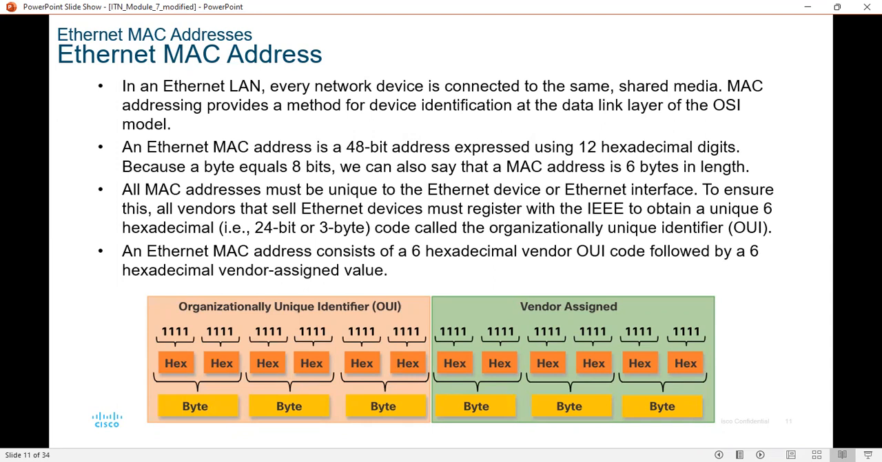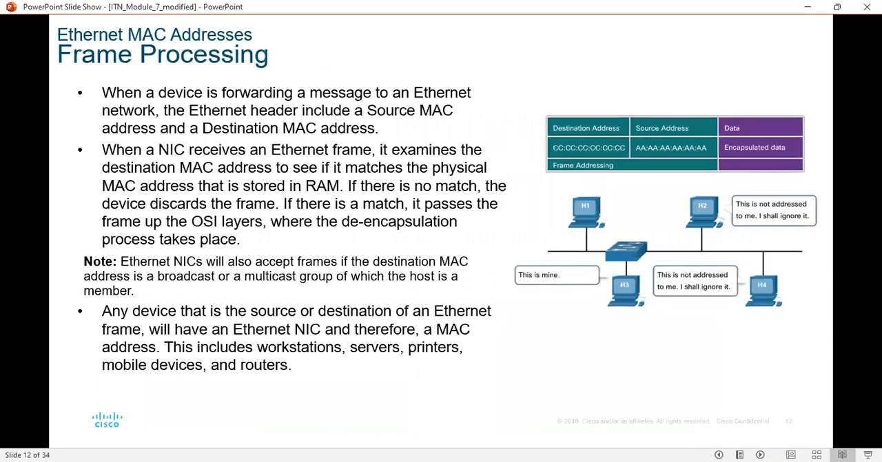There are a lot of different ways that people randomly generate fake MAC addresses for whatever purpose. But for it to be identified globally, you need to get an OUI. Then the remaining 6 hexadecimal are going to be assigned by you. It's left to you to assign that. So let's keep in mind we have 48 bits for our MAC address, 6 hexadecimal for the OUI, and 6 depending on whatever way you want to. So let's look at frame processing.